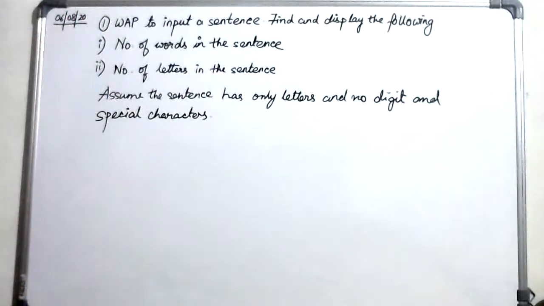So this is our question here. Write a program to input a sentence, find and display the following: the number of words in the sentence and the number of letters in the sentence. We are going to assume that the sentence has only letters and it does not have any digits and special characters. Now quickly copy down the question and then we shall see how to approach the question and find its solution.